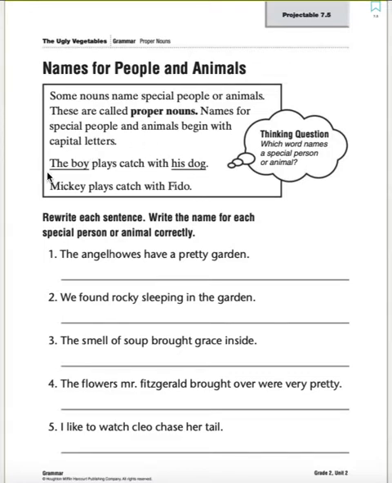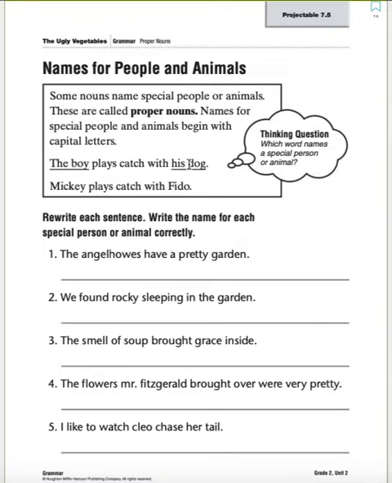So the sentence that they give here in our example box is, the boy plays catch with his dog. Now they have underlined our nouns, the boy and his dog. Now those are common nouns. Those are any boy and any dog. So the thinking question asks, which word names a special person or animal? Well, the boy is a special person and his dog is the special animal.